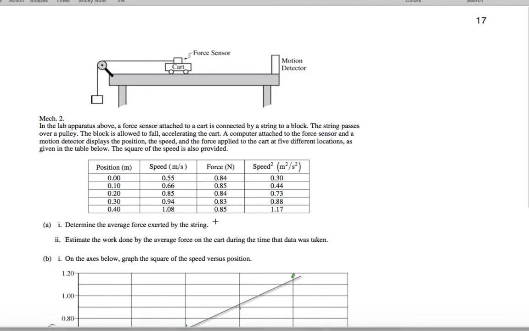So what we're going to do is add these up and divide by 5, and we'll get 0.84 when you do that math. And then we want to do the average work done by the force. Since it's average work, we can treat everything like it's a constant. So we're going to get 0.84 times the distance over which it acts, which is 0.4 meters, and we end up getting 0.34 joules worth of work.